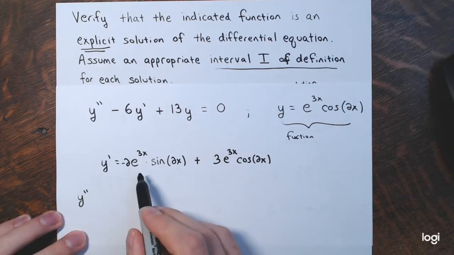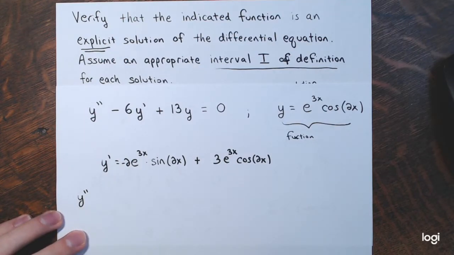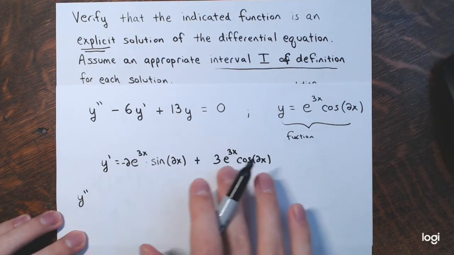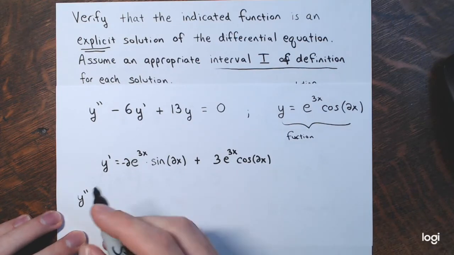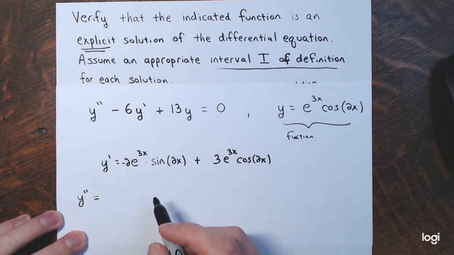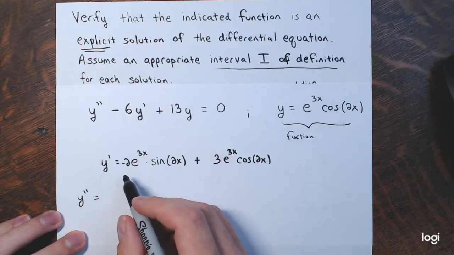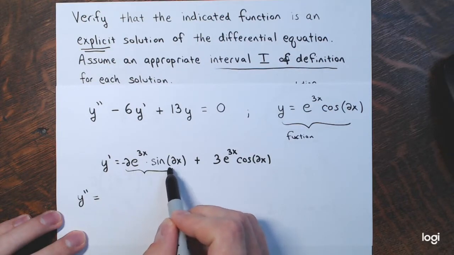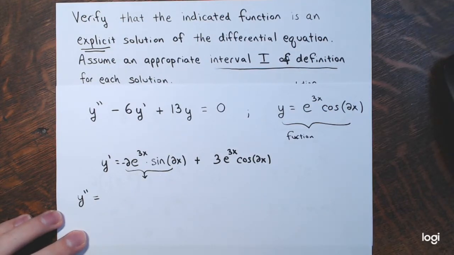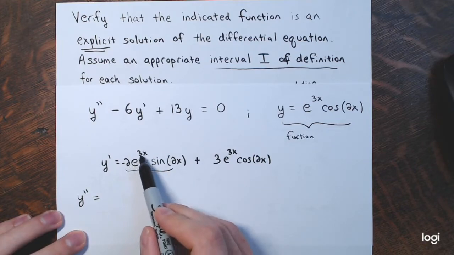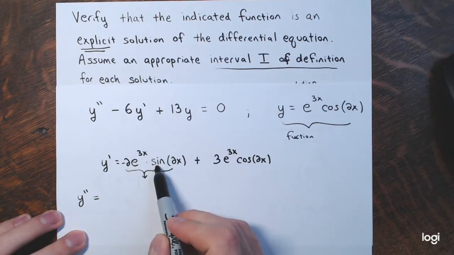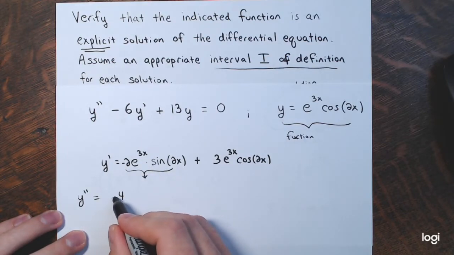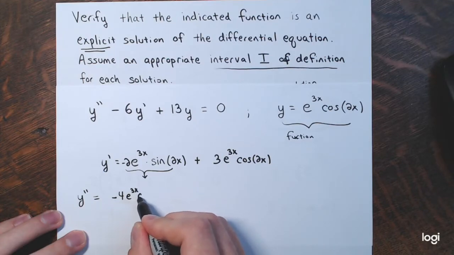Right, now you could factor out an e to the 3x from this. And if you'd like, I'm just going to leave it the way it is and apply the product rule to both these terms. So here I'd have, I'm doing the derivative of this first term, I'm using the product rule again. So I have negative 2 times e to the 3x, and then times cosine of 2x times 2, so it'd be negative 4 e to the 3x times the cosine of 2x.